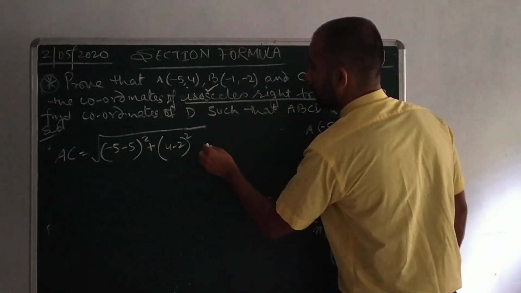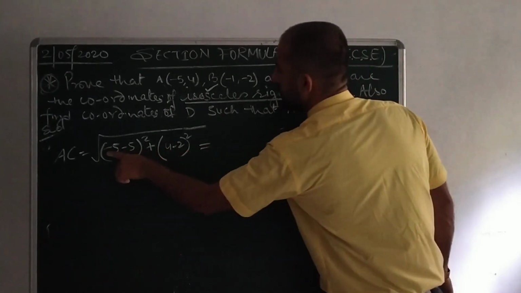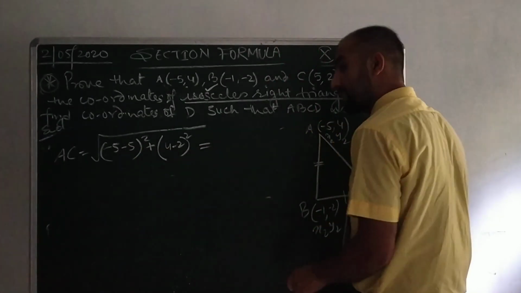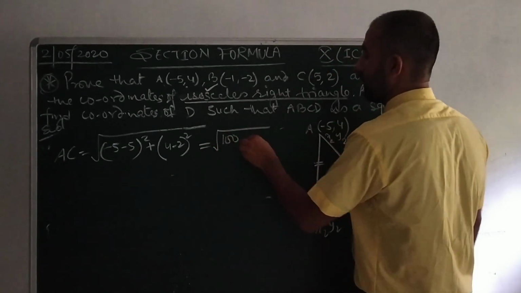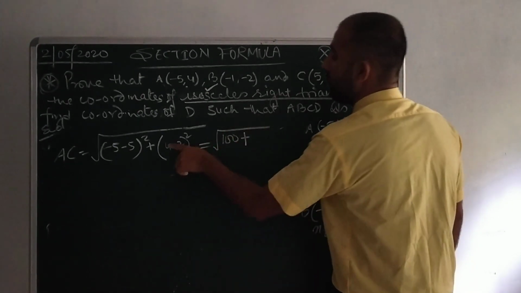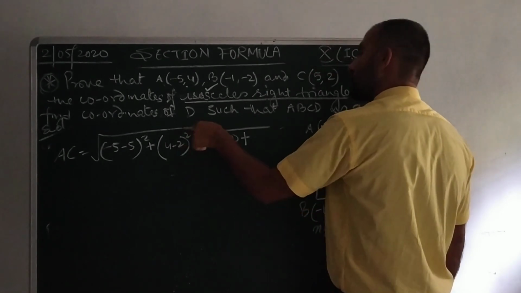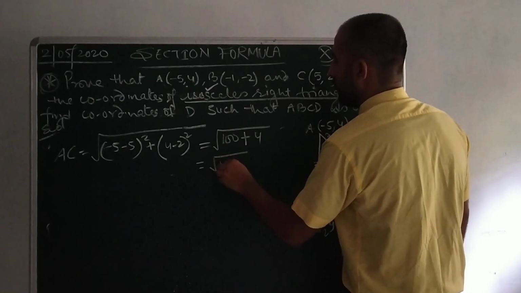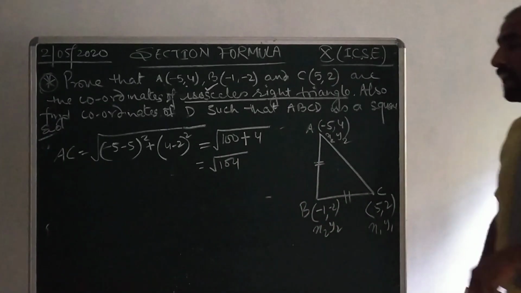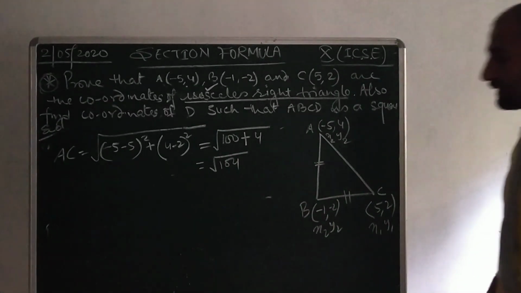How much will it be? Minus 5 minus 10, that is minus 10 whole square, which means 100. Plus 4 minus 2 is 2, 2 square means 4. That is root over 104. Now, as we can see that, see?